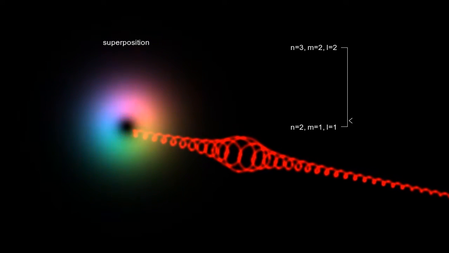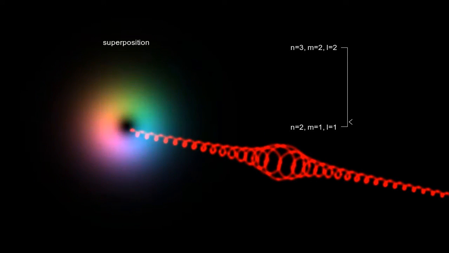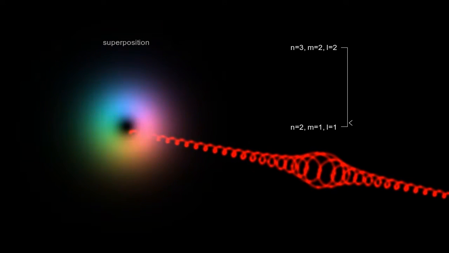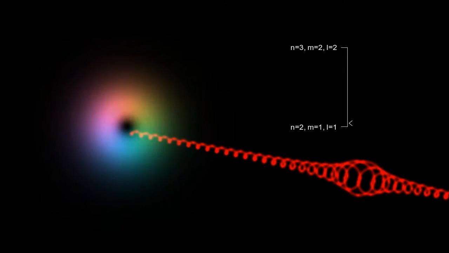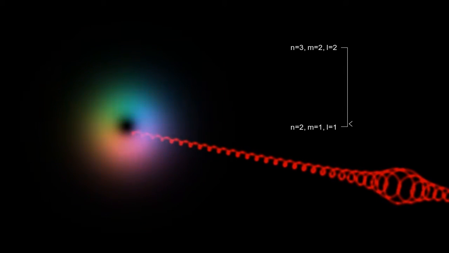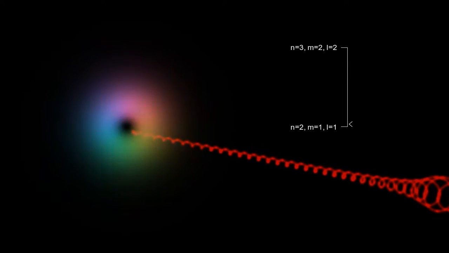The beauty of this is that, for both the electron and for the electromagnetic field, this frequency is directly proportional to the energy, with Planck's constant as the proportionality constant. The transitioning electron excites the electromagnetic field at exactly the frequency that the photon needs to be, to carry away the energy difference between the n equals 3 and n equals 2 orbitals.